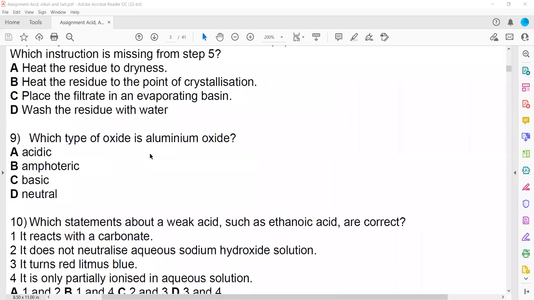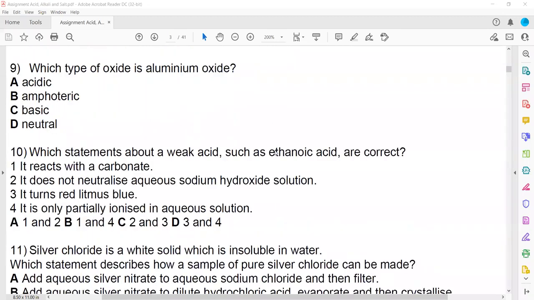The next is, which type of oxide is aluminum oxide? So as I told you when we were discussing the types of oxide, just learn the examples of amphoteric and neutral. What are the three amphoteric oxides which you have to learn? The examples which you have to learn: zinc oxide is amphoteric, lead oxide is amphoteric, and aluminum oxide is also amphoteric.